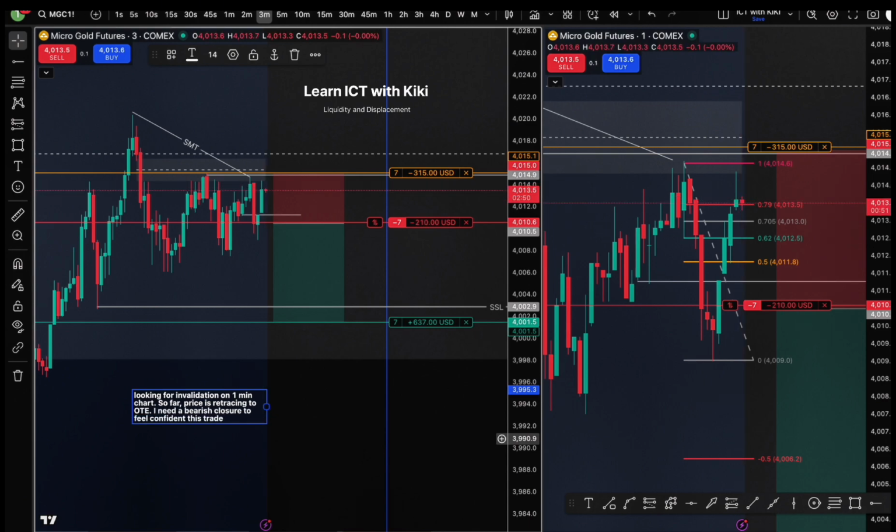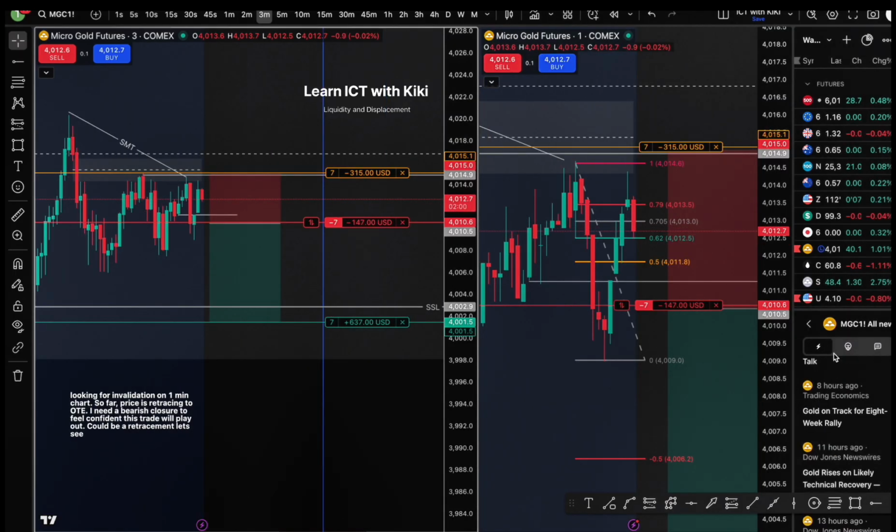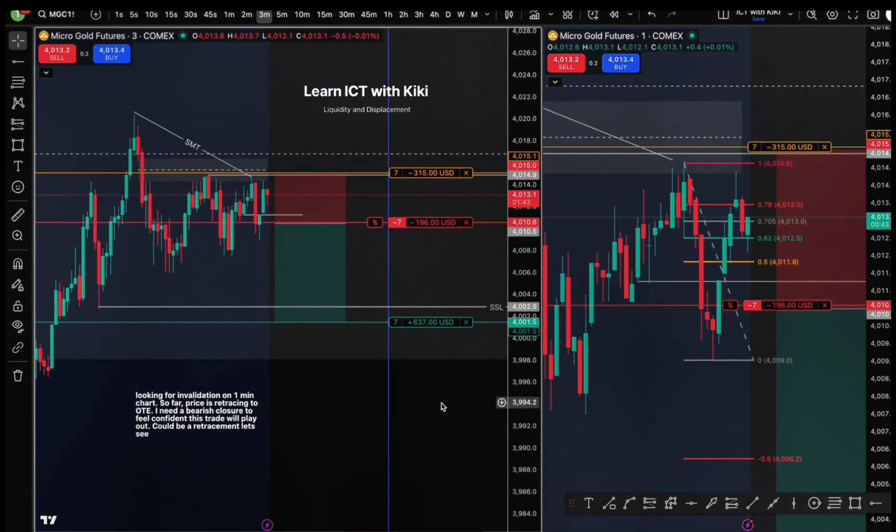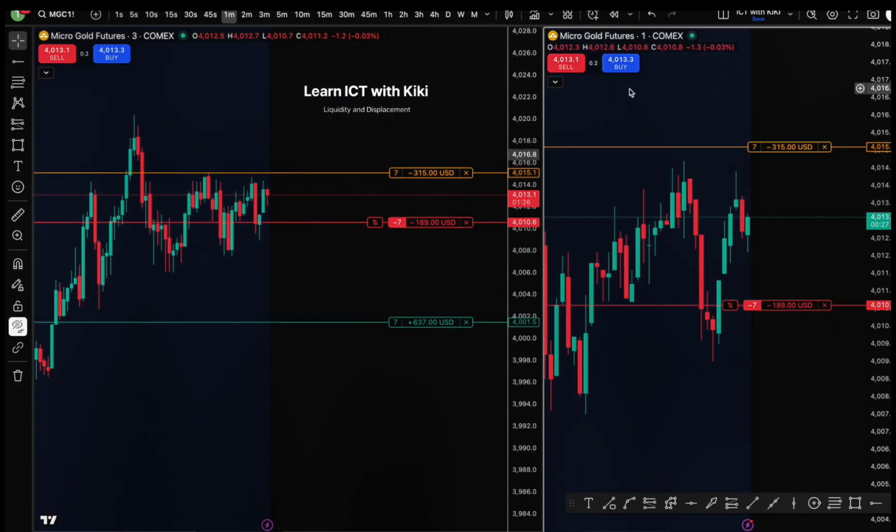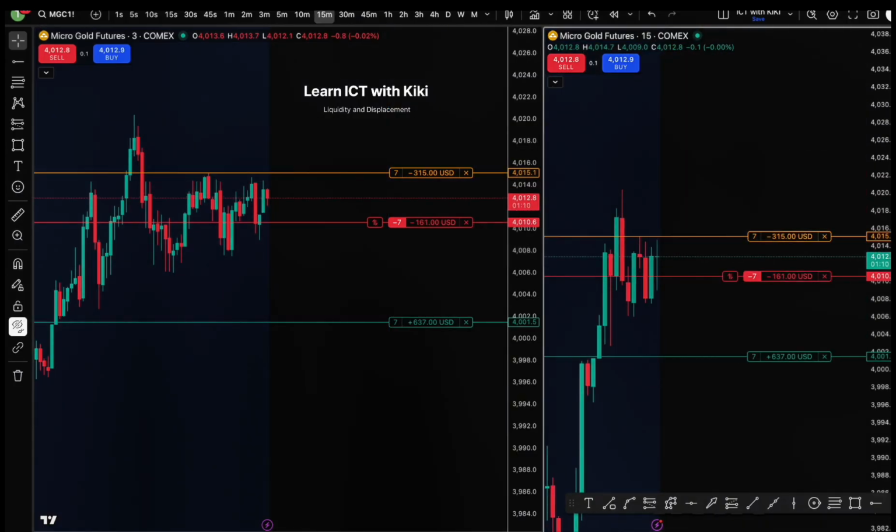I then dropped down to the 1-minute chart to look more closely at how price is reacting at the optimum trade entry. If price were to close with a strong candle against me, that would invalidate the trade, and I would exit early for a small loss. But instead, price gave a great reaction at that level. It wicked through it, respected it, and rejected it, which tells me price is likely to continue lower. That gives me more confidence to stay in the trade, even though I'm still in drawdown.